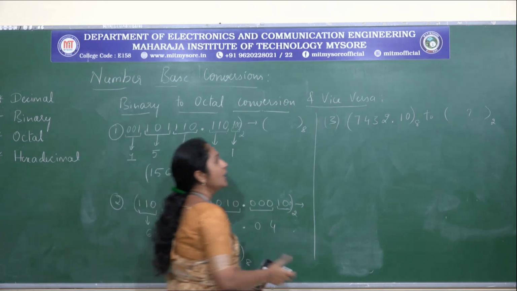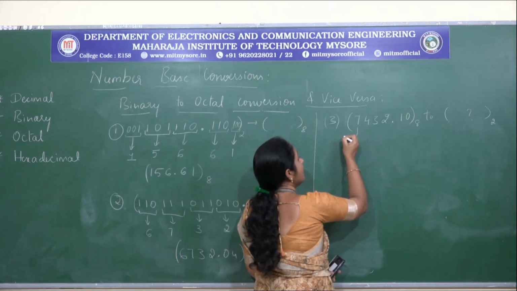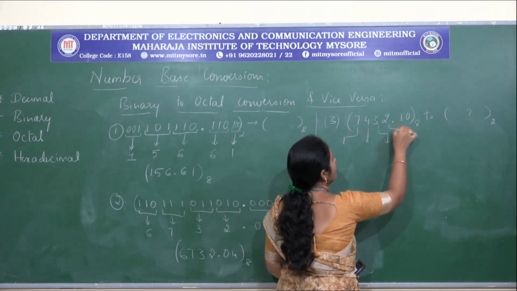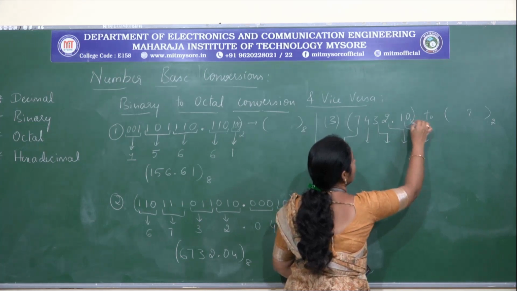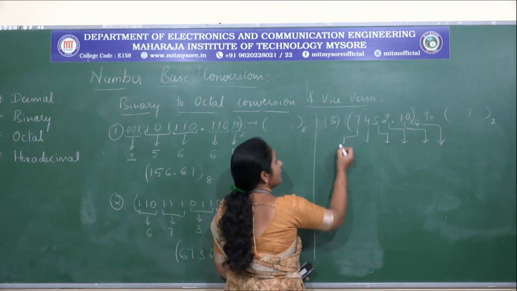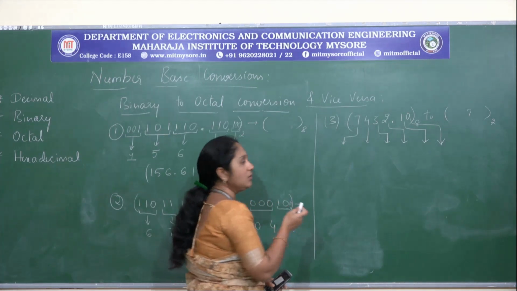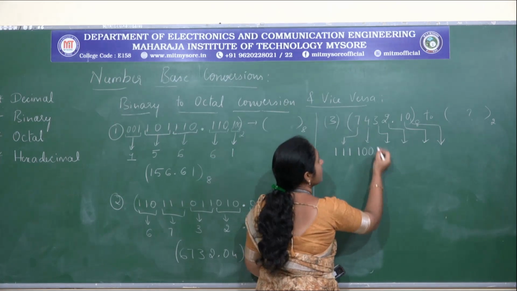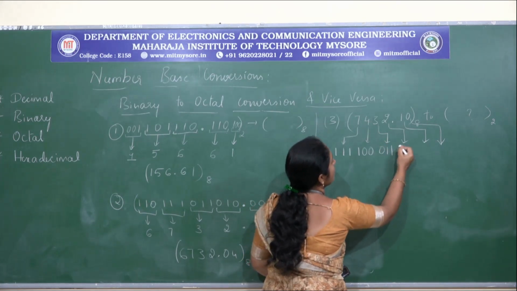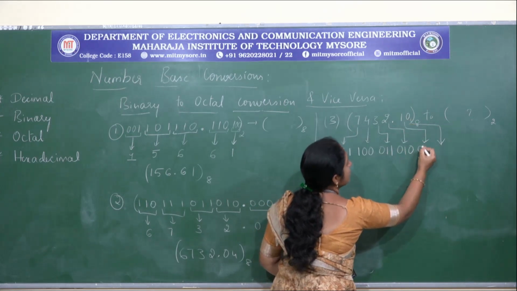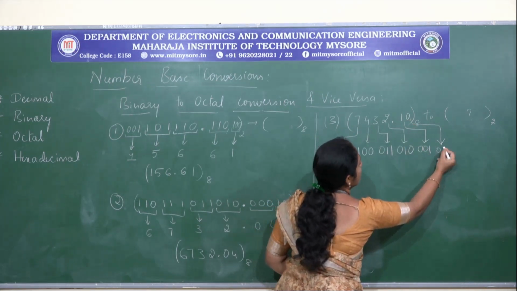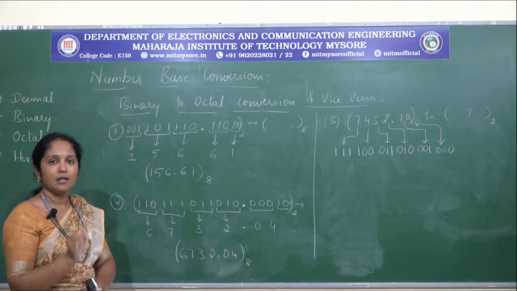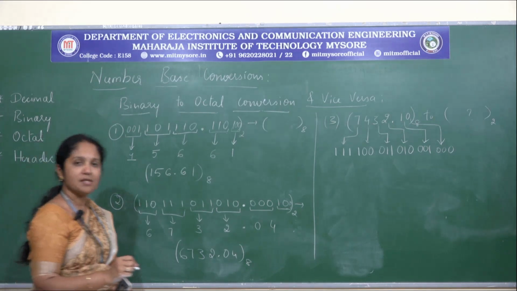Now let us understand the procedure. Here we have 7, next 4, next 3, next 2, next 1, next 0. Let me write. We have 7 as 1 1 1, next 4 as 1 0 0, 3 as 0 1 1, 2 as 0 1 0, 1 as 0 0 1, 0 as 0 0 0. I think it can be easily followed.